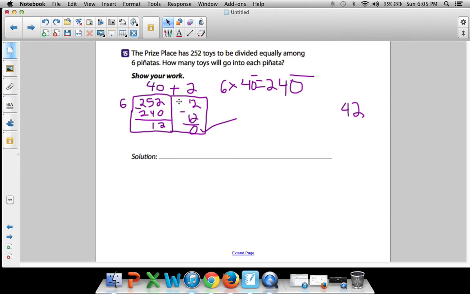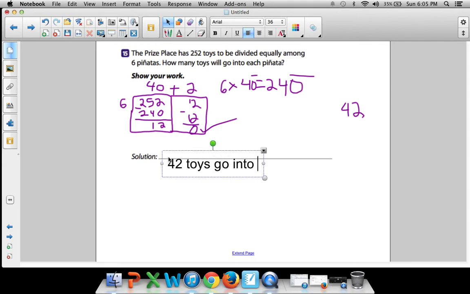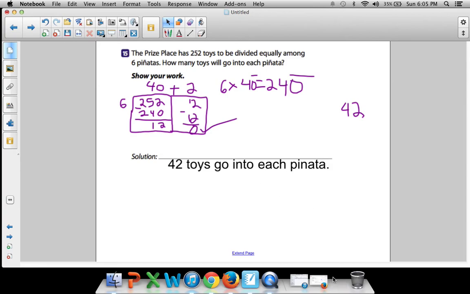Final answer, they probably want some words. So how many toys will go into each piñata? Okay, we have 42, so we'll just say 42 toys go into each piñata. Thank you very much. Dang, we're ready to move on.